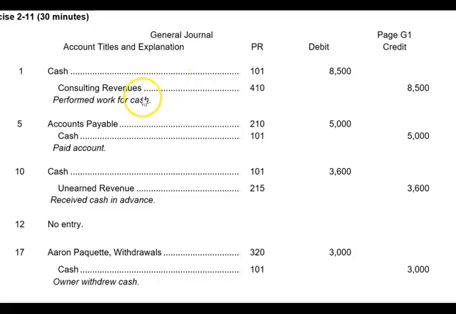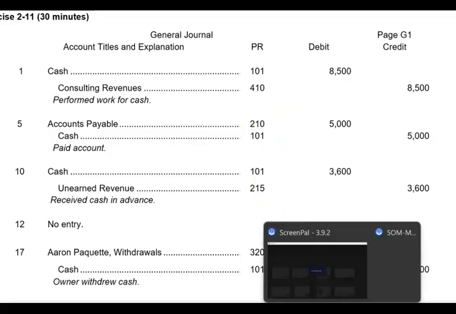So we have consulting revenue, and as we know, the normal balance for revenue is a credit. So we have a credit of 8,500, and we received cash. So we have cash of 8,500, and we have assigned the number 101 for the cash account and 410 for the revenue account.